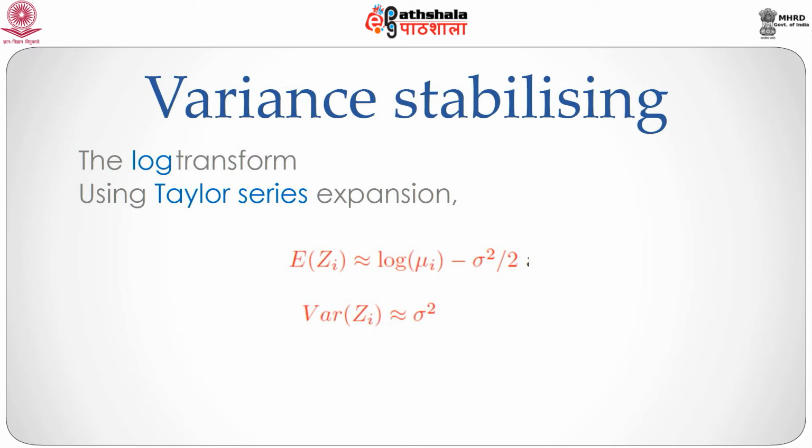According to a first order Taylor expansion, expectation of zi is approximately log of mu i, which means that it is possible to show that expectation of zi squared is approximately log mu i whole squared plus sigma squared. Using these two relationships, we see that variance of zi is approximately sigma square. For small sigma square, we have expectation of zi approximately log mu i minus sigma square by 2 and variance of zi approximately sigma square.